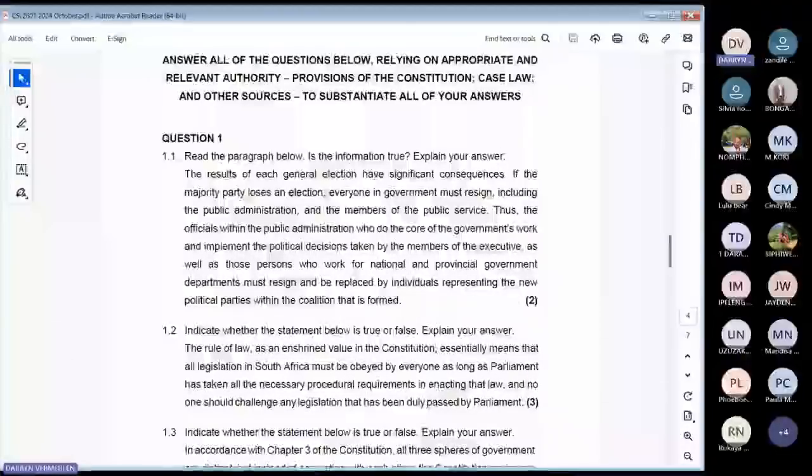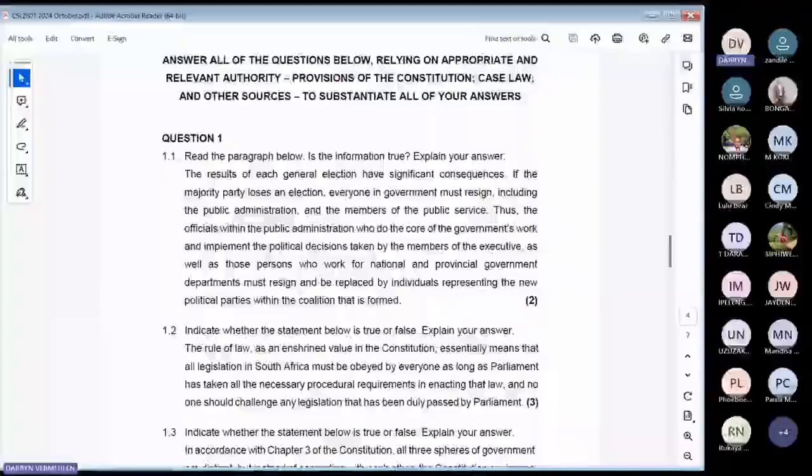The question says, the results of each general election have significant consequences. If the majority party loses an election, everyone in government must resign, including the public administration and the members of the public service. Thus, the officials within the public administration who do the core work of government and implement the political decisions taken by members of the executive, as well as those persons who work for national and provincial government departments, must resign and be replaced by individuals representing the new political parties within the coalition that is formed.